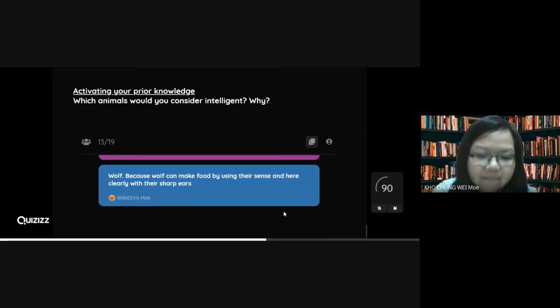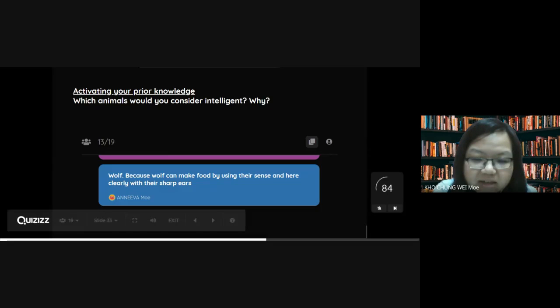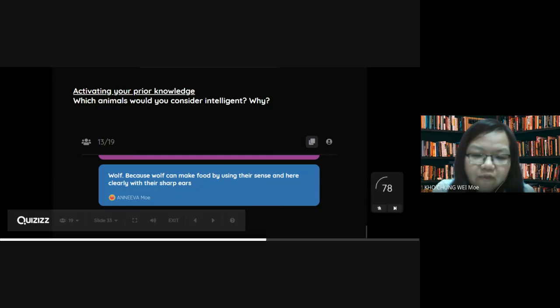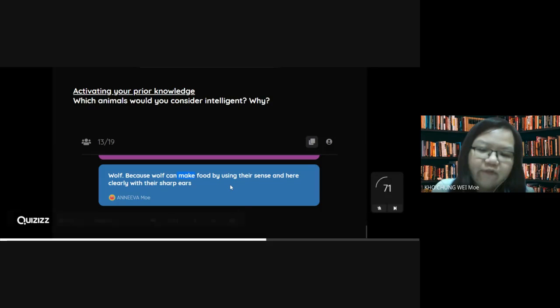Yep. Wolf, because wolf can make food by using their sense and hear clearly with their sharp ears. Okay, I understand what you mean. But wolf cannot make food. They are not like humans that are able to cook their own food. Wolf can hunt for food.